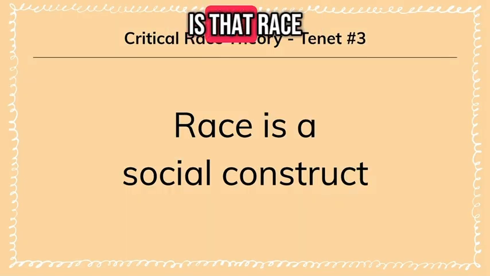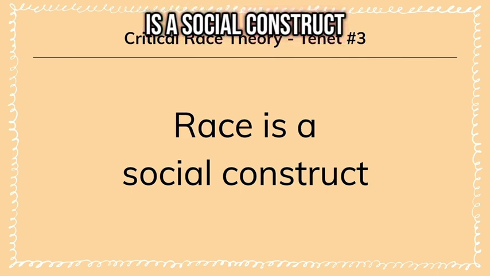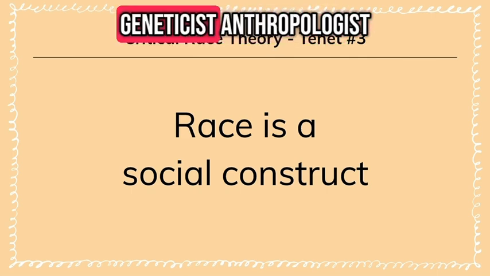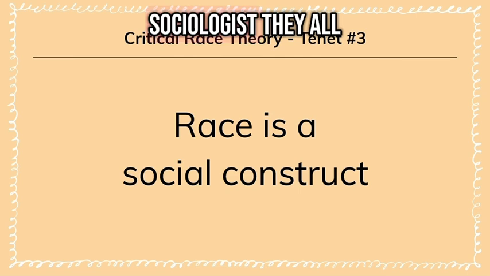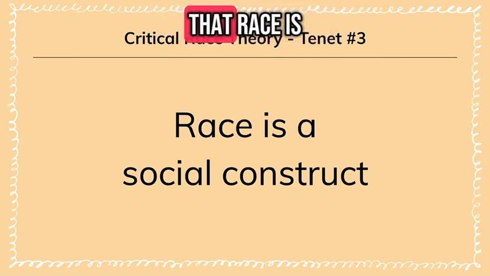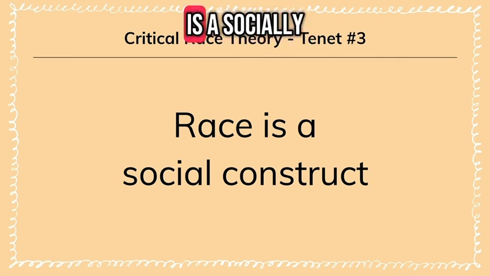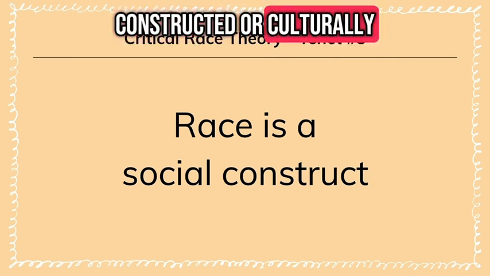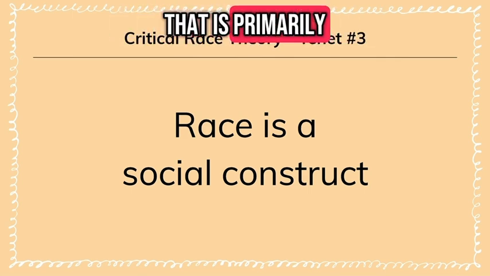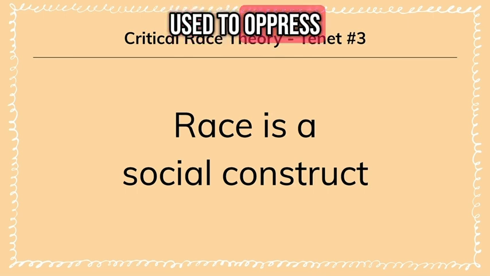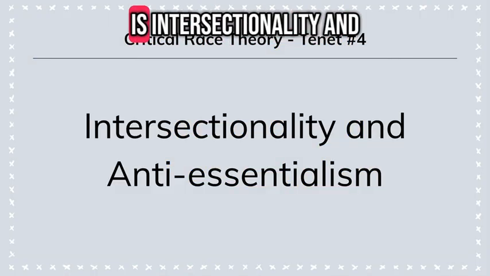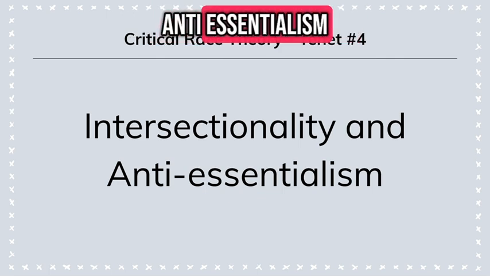The third tenet is that race is a social construct. Aligning with this, biologists, geneticists, anthropologists, and sociologists all are in agreement that race is not a scientific reality, but rather a socially constructed or culturally invented category that is primarily used to oppress and to exploit people of color.